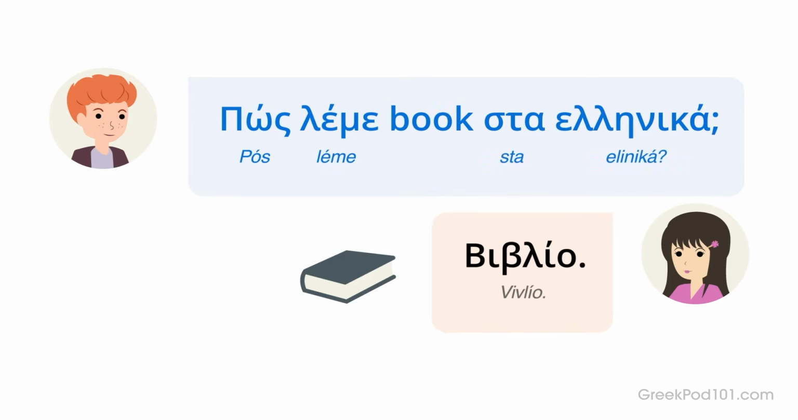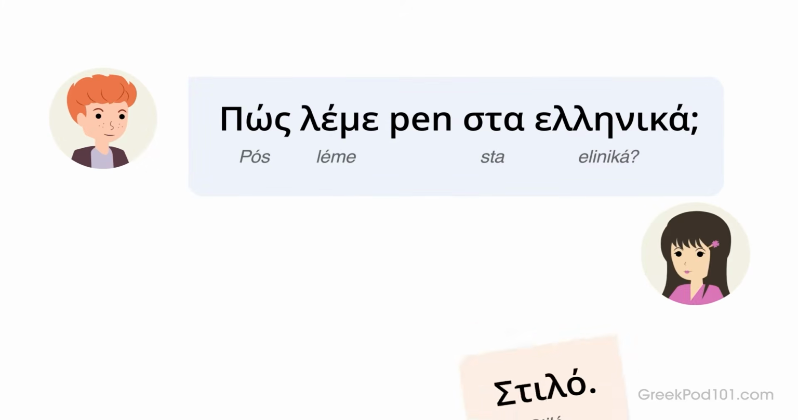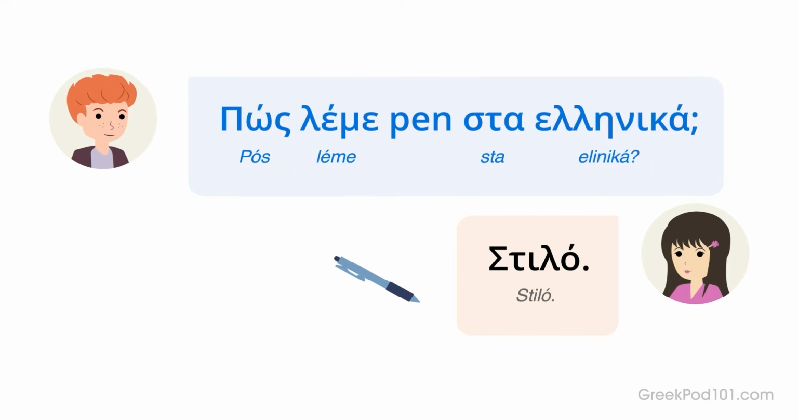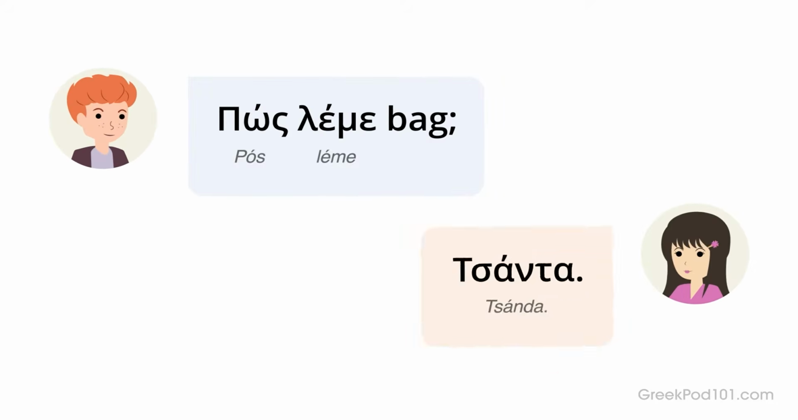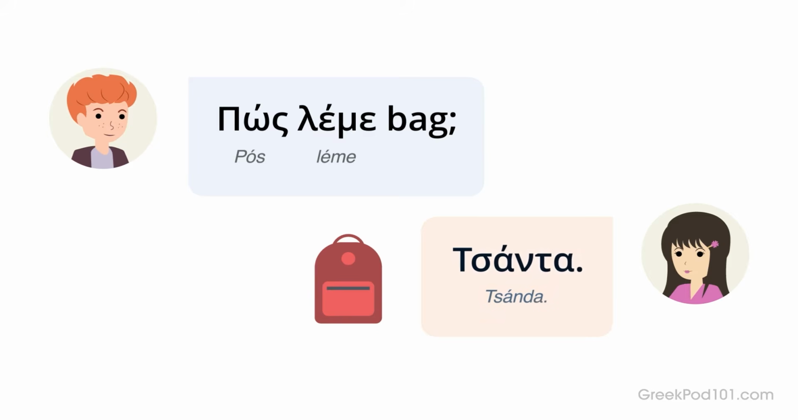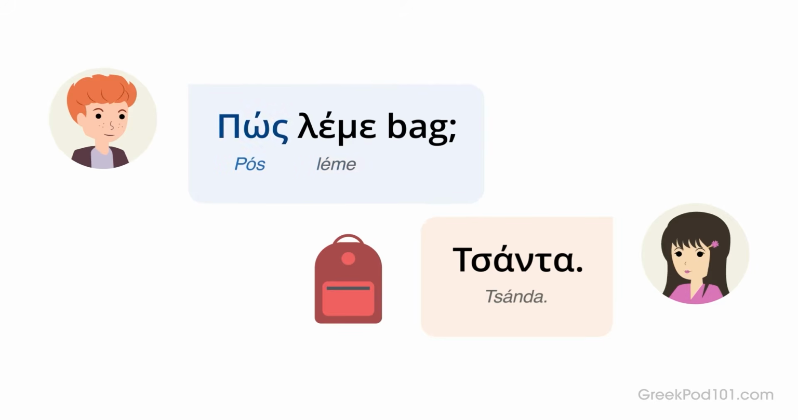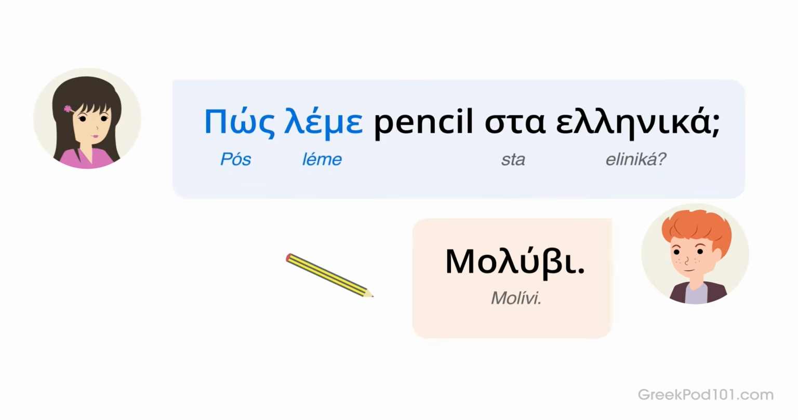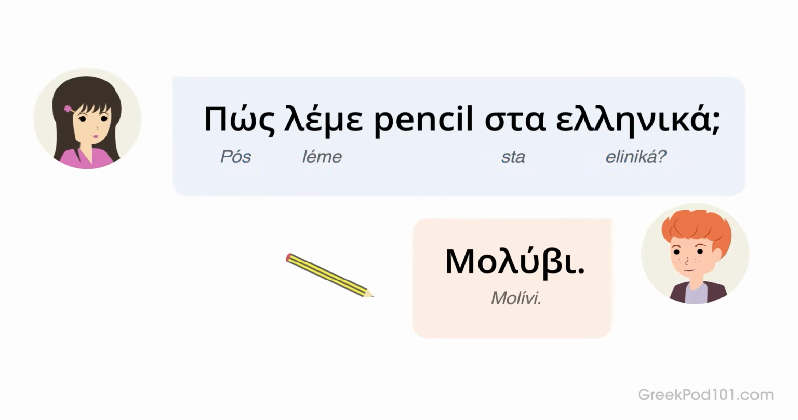Πώς λέμε book στα ελληνικά? Βιβλίο. Πώς λέμε book στα ελληνικά? Πώς λέμε pen στα ελληνικά? Στυλό. Πώς λέμε pen στα ελληνικά? Πώς λέμε bag? Τσάντα. Πώς λέμε bag? Πώς λέμε πένσιλ στα ελληνικά? Μολύβι. Πώς λέμε πένσιλ στα ελληνικά?